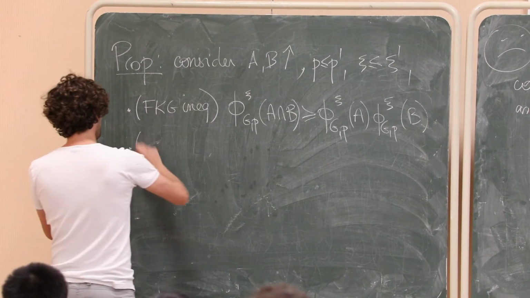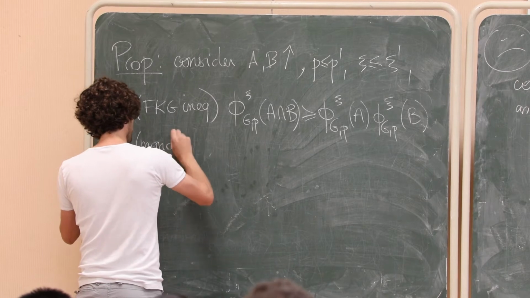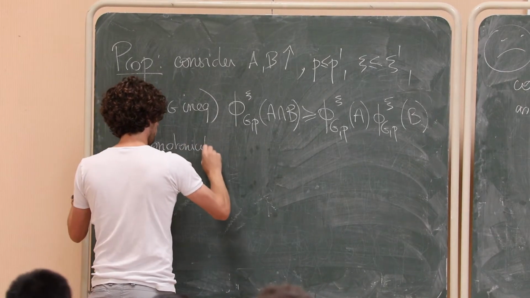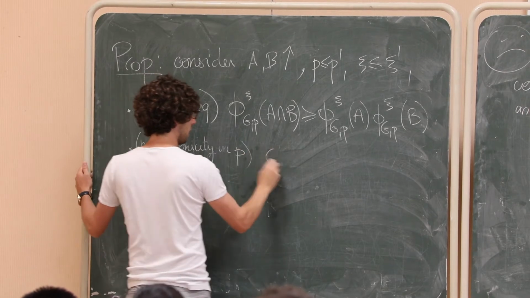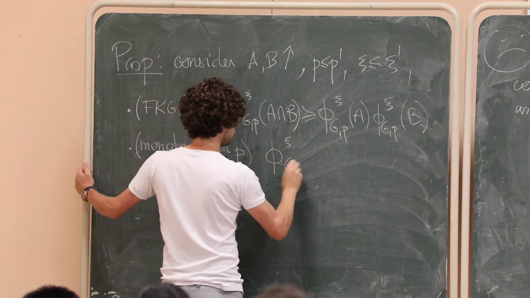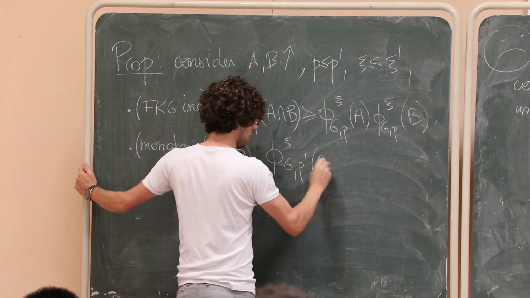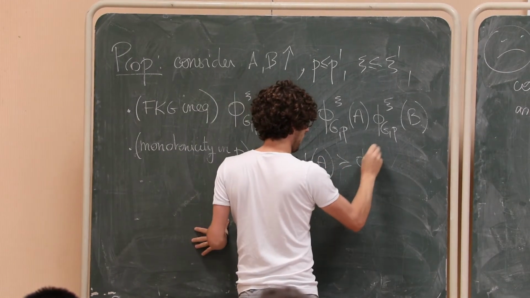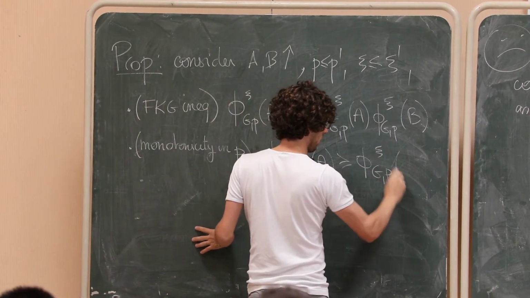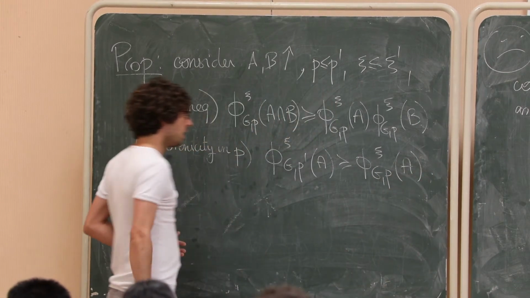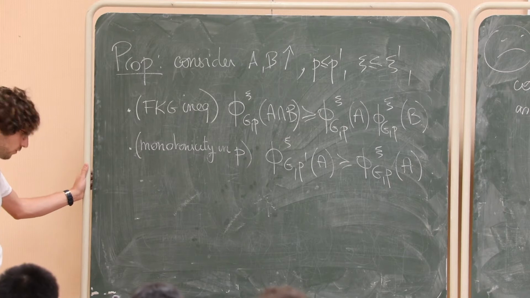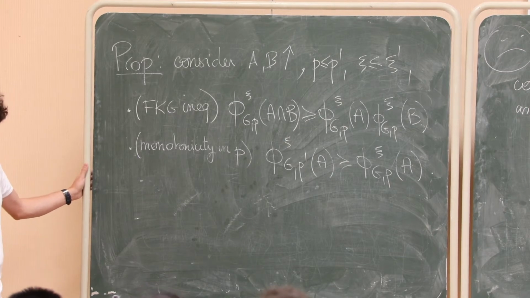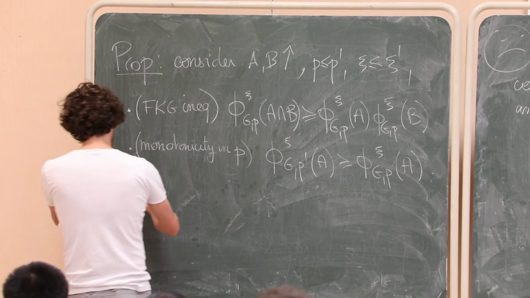Second one is monotonicity. In P, meaning that phi psi g p prime of A is larger or equal to phi psi g p of A. And there you recover these two properties. They are really like those that you have for Bernoulli percolation, for instance. This is really some classical property.